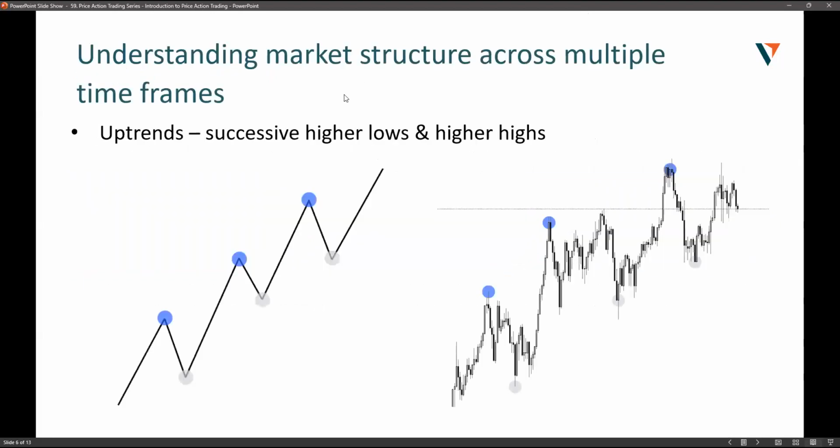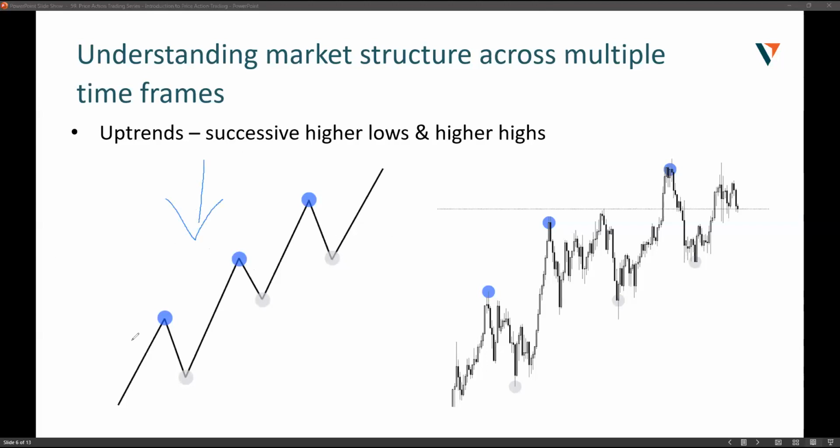So let's cover a bit more on understanding market structure first. Before we cover supply and demand areas, the idea is to understand the general direction of the trend, where prices are heading towards. For this, we can categorize markets into three types. The first one would be markets in an uptrend. In an uptrend, prices are forming successive higher lows and higher highs. So this is an example of how it looks when prices are in an uptrend.